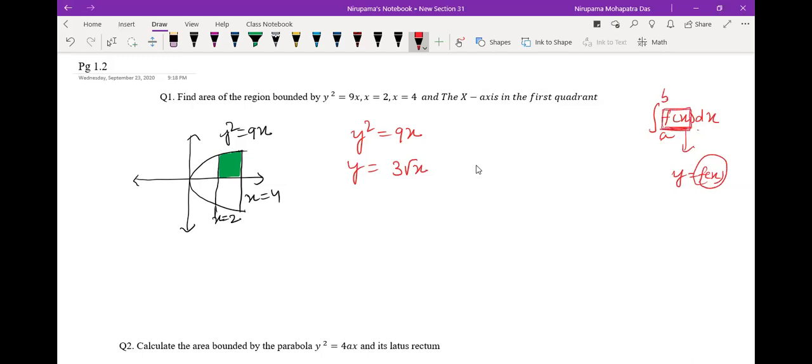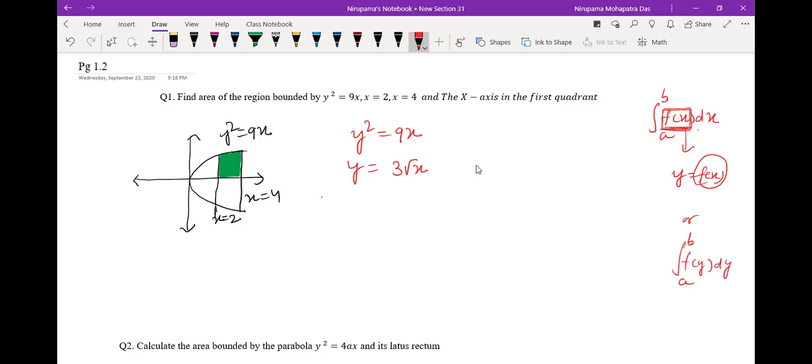Or you may have f(y) dy also, so again limit from a to b. Depending upon the nature of the curve, whether you are taking the limit along the x axis or along the y axis, it should be a function of x or a function of y. In this case, since we are given x equal to 2 to x equal to 4, we will be keeping the function in the form of y equal to f(x).